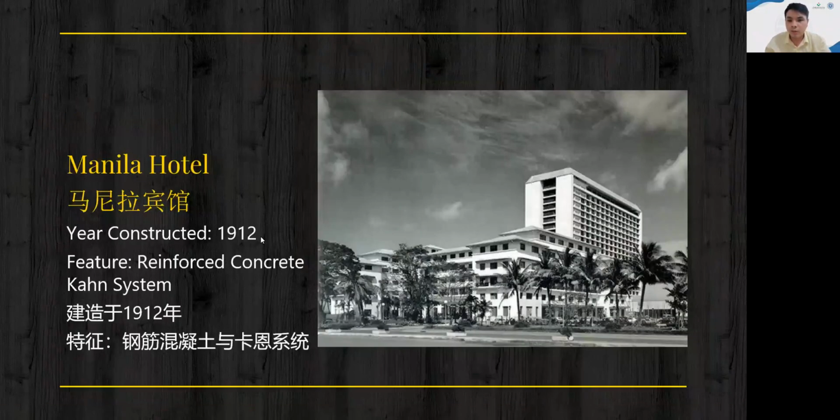This is an example of a reinforced concrete building that made use of the can system. It was constructed in 1912. By the way, it is one of the first buildings constructed in the American-Japanese colonial era. The Manila Hotel was constructed for accommodating foreign investors and high government officials.